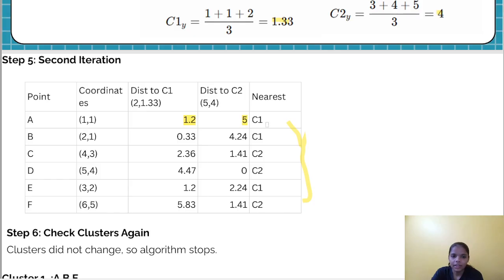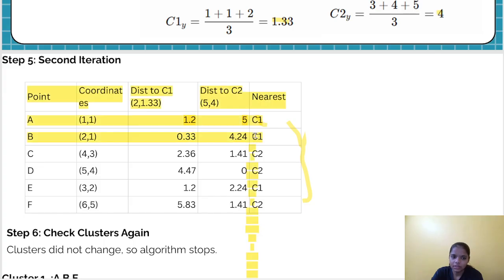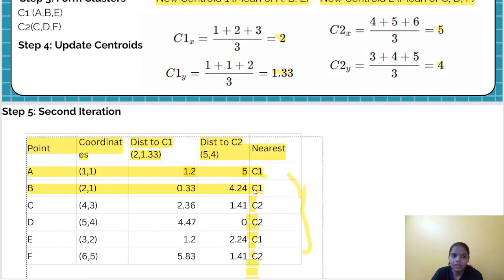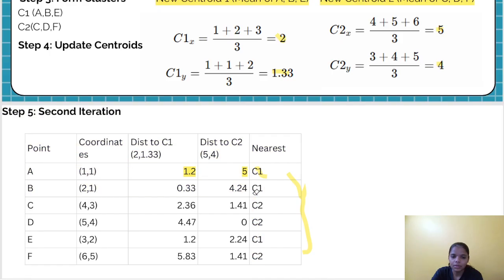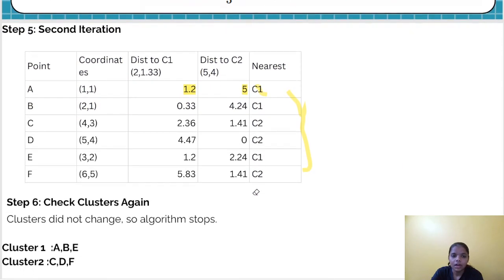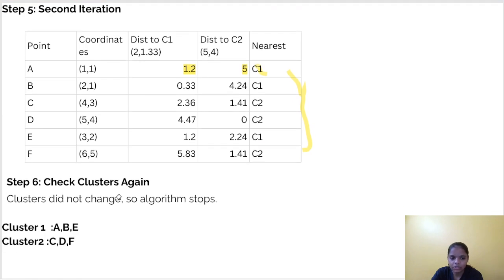Here also point A is inside cluster 1, and similarly point B and point E are also inside cluster 1. So here we will stop, because our clusters before and after are the same. The clusters did not change, so the algorithm stops, and cluster 1 finally includes A, B, E, and cluster 2 includes C, D, F.